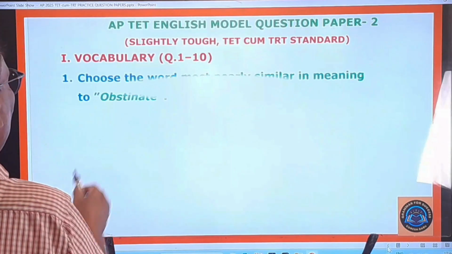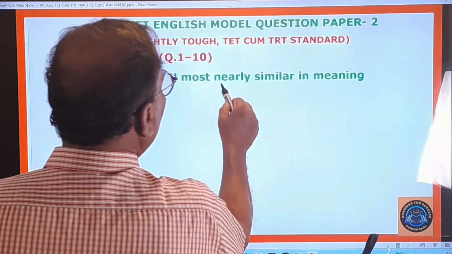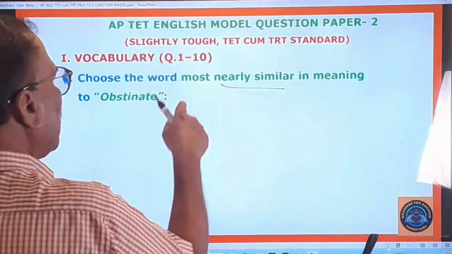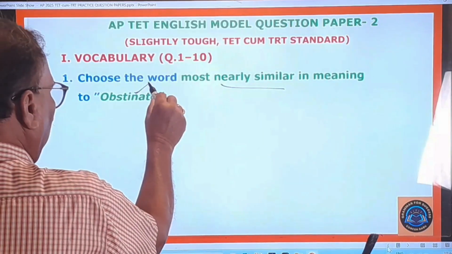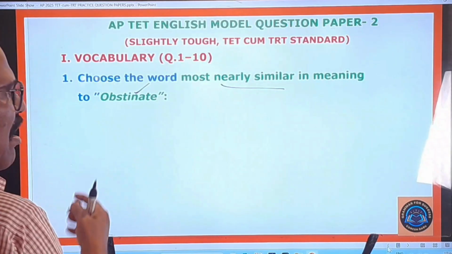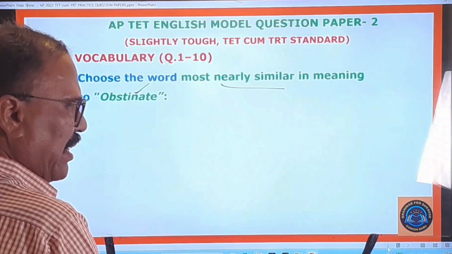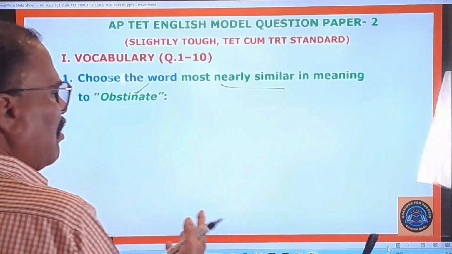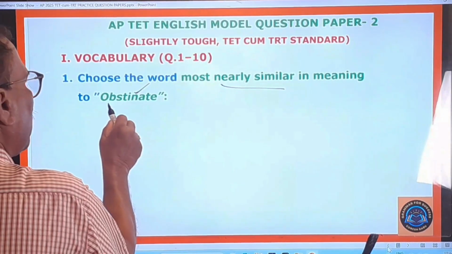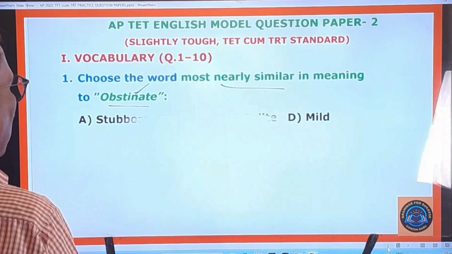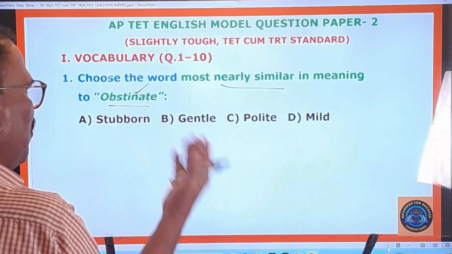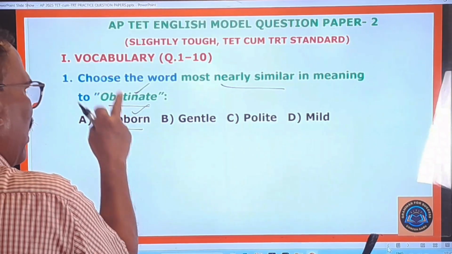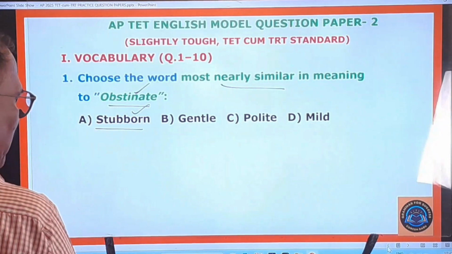Here you pay attention. Choose the word most nearly similar. That means, in other words, synonym. So what is the synonym of this obstinate? Obstinate means adamant, pig-headed, bull-headed, inflexible, unyielding, stubborn. There are so many synonyms for this obstinate. And here, let us look at the similar word for this obstinate. Stubborn is only the most nearly similar in meaning to obstinate.